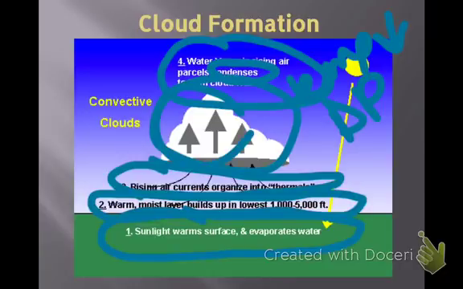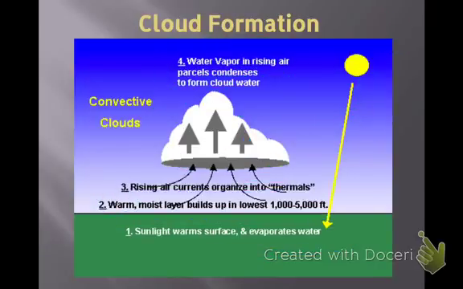Okay, so we have evaporation of water. It rises due to convection currents. It gets into the upper atmosphere. The temperature drops, causing our dew point to be met, and then our water condenses. And as our water condenses around something called condensation nuclei, which is all those little particles in the air, that's when our cloud begins to form. Okay, let's move on.